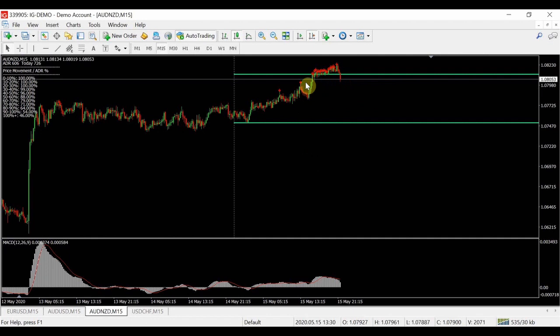Sometimes it will just shoot through it, but a lot of the times you'll see some consolidation happening here, because a lot of traders are using this, and it's exhausted its average daily movement over the last 15 days. So again, those are some ways that you can take that and apply it to your trading.